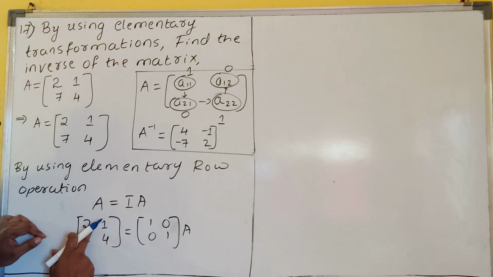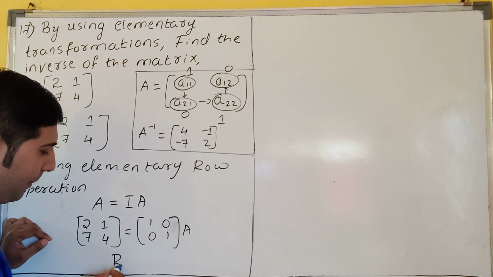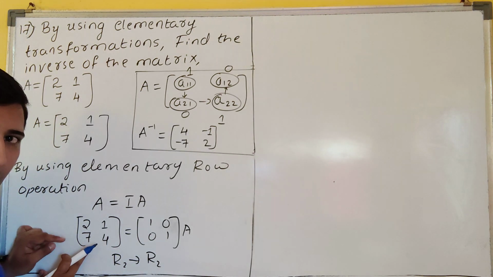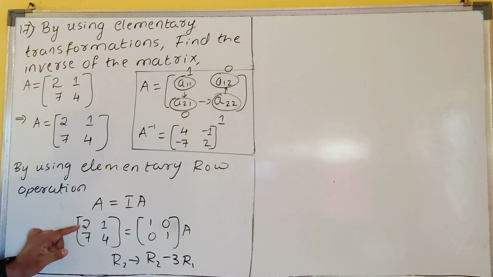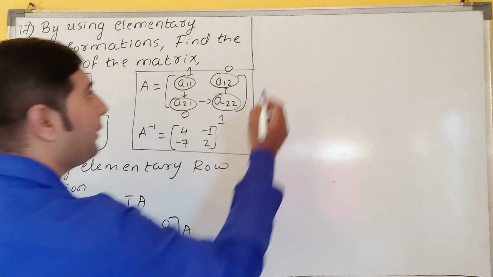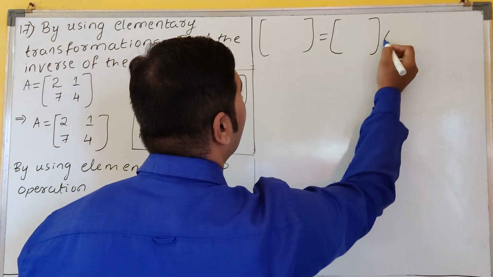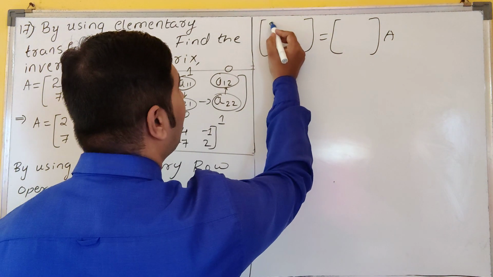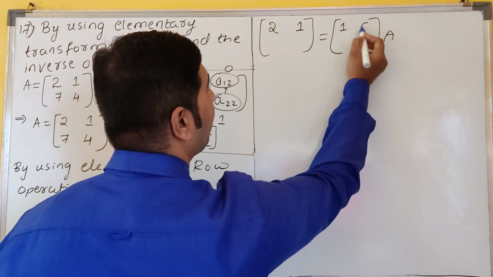So here I have to bring 1. So first is that only. So for that I will apply R2. R2 is 7 now. I will multiply minus 3 into R1. So why we are multiplying, you will understand why we applied this operation only. So now see, here you are changing R2 or not. So R1 you write as is: 2, 1, and this is 1, 0 as is.